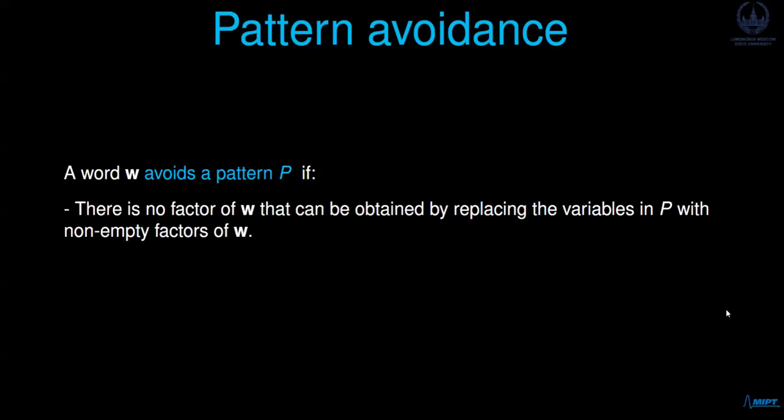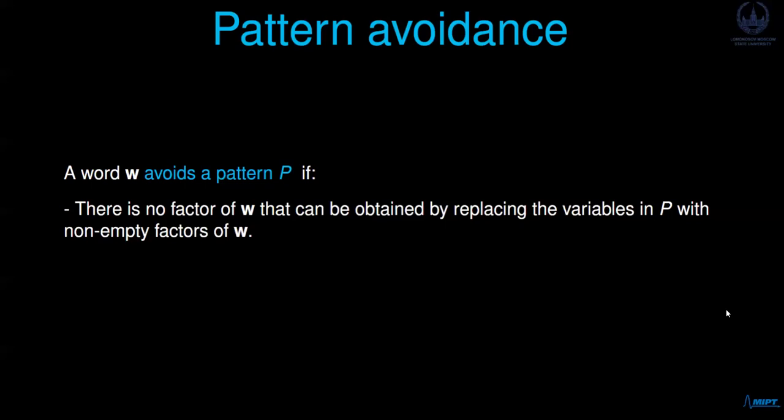Now let's talk about pattern avoidance. This concept is central to understanding how we can construct sequences that do not contain certain repeated patterns. We say that a word W avoids a pattern P if there is no factor of W that can be obtained by replacing the variables in P with non-empty factors of W.